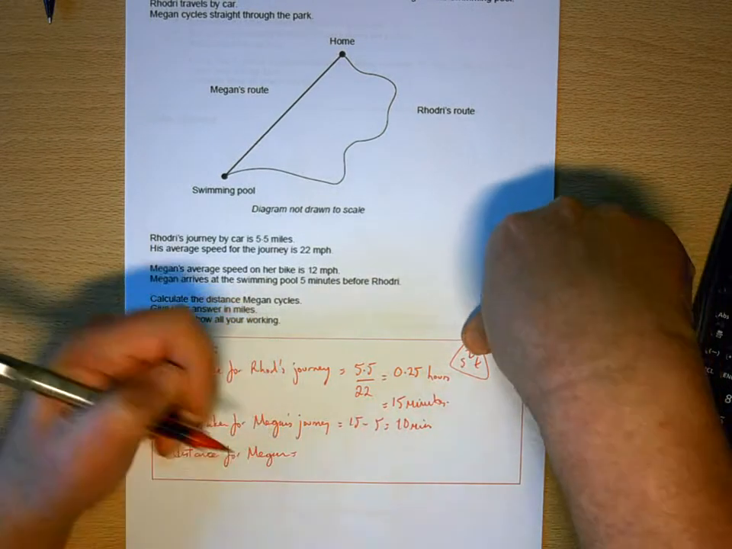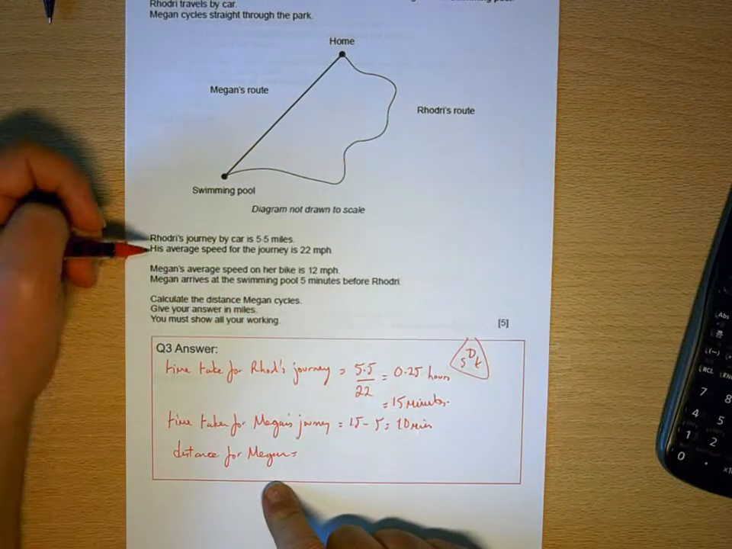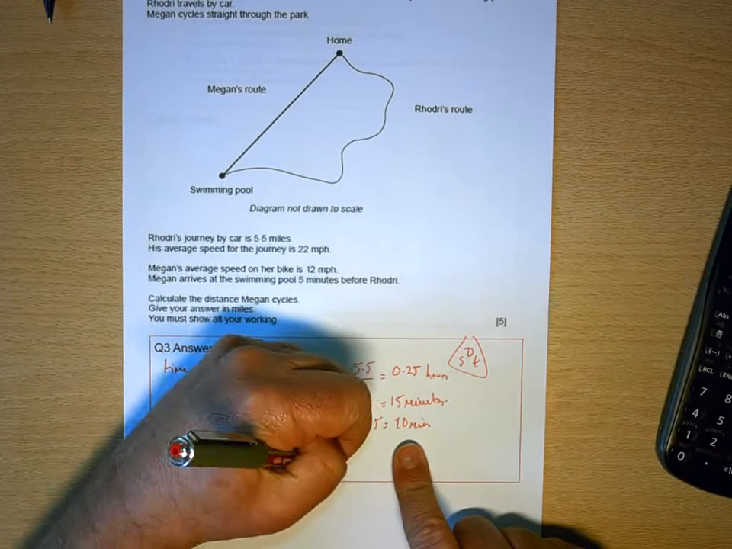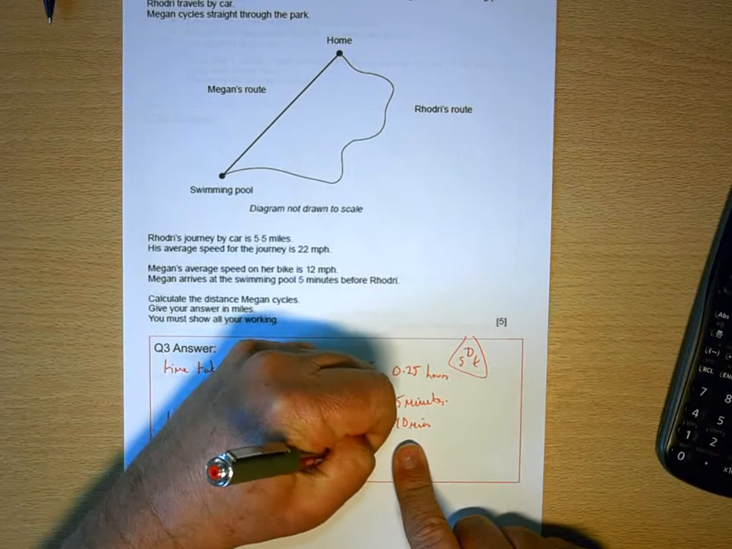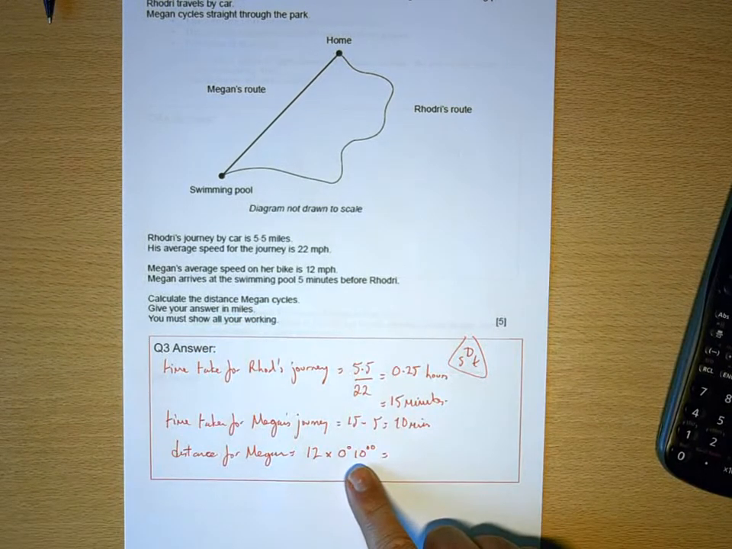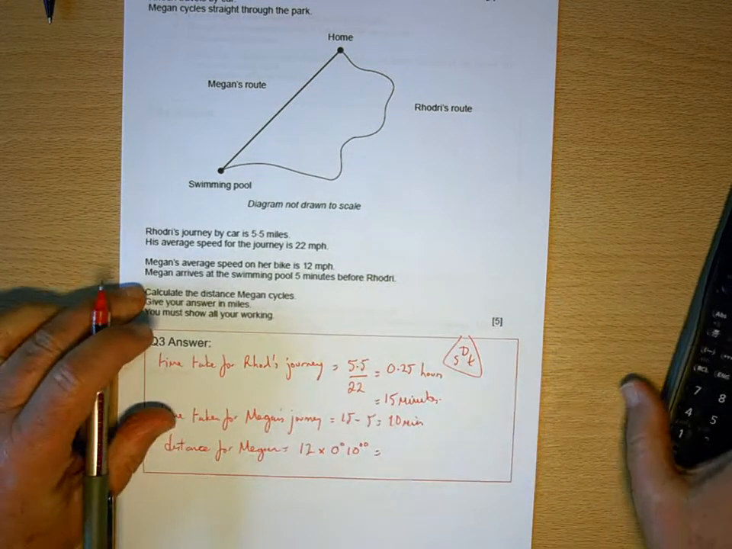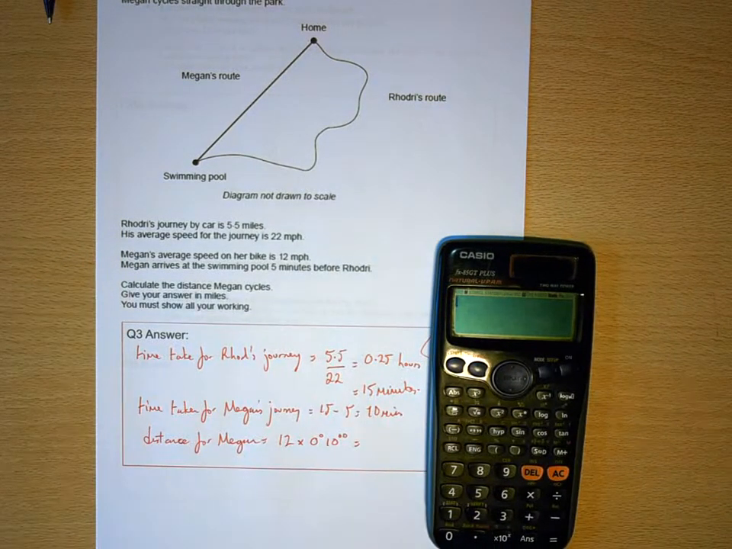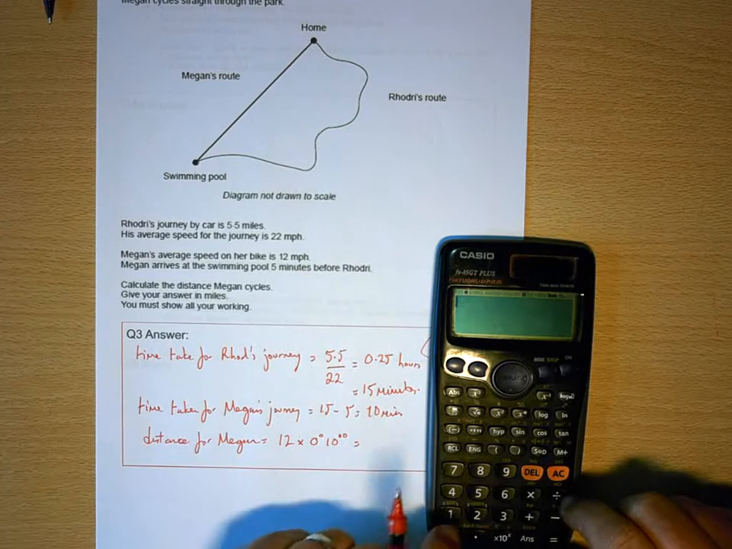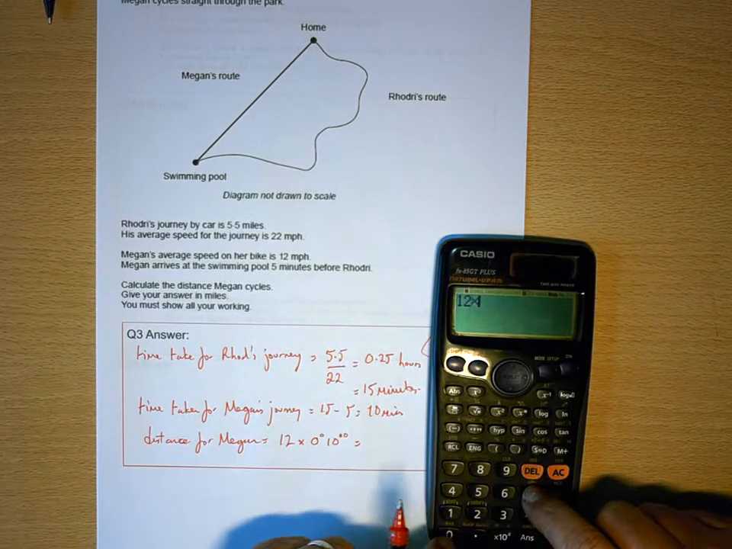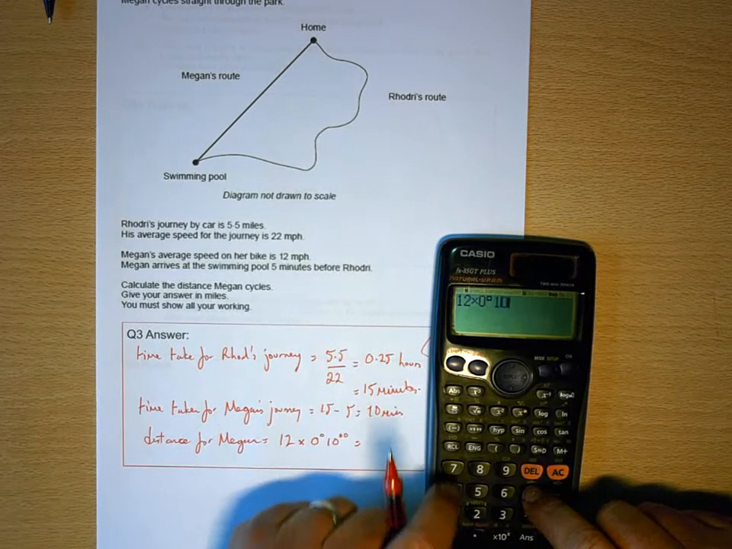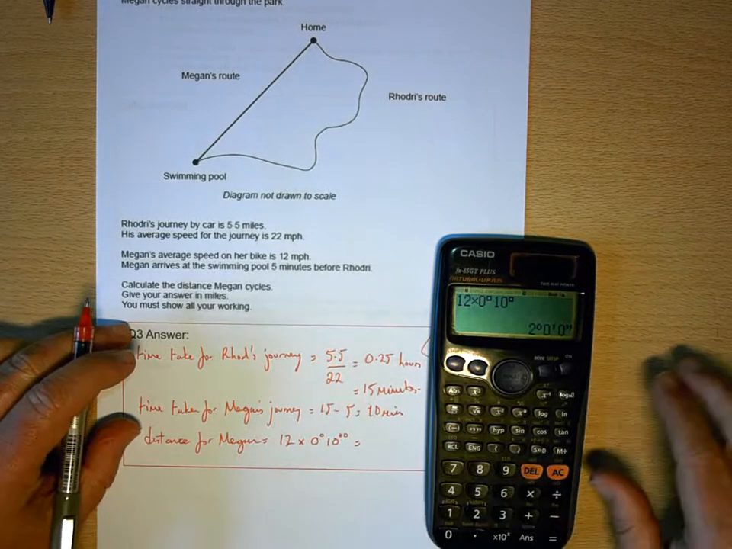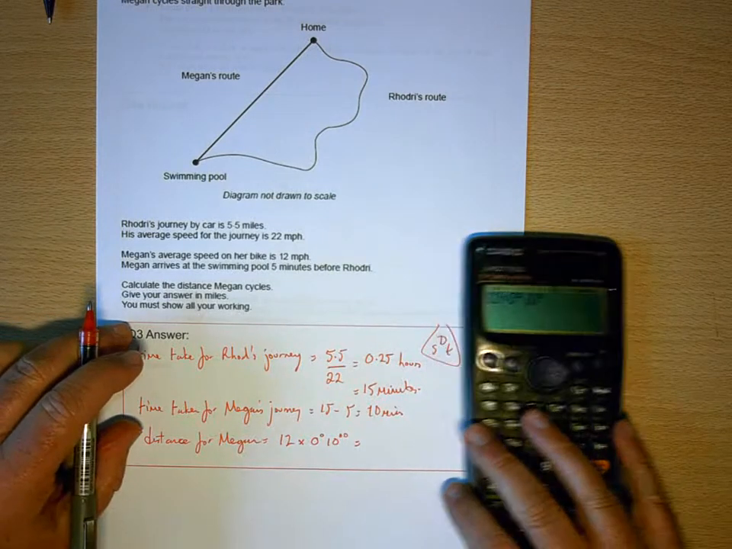is speed times time, which is 12 times, now 10 minutes, remember we're going to use our time button for that. It isn't 0.1, which is the most common wrong answer. 10 minutes is 10 out of 60 as a fraction of an hour. So we're going to do 12 times 0 hours 10 minutes. And that distance is 2 miles.